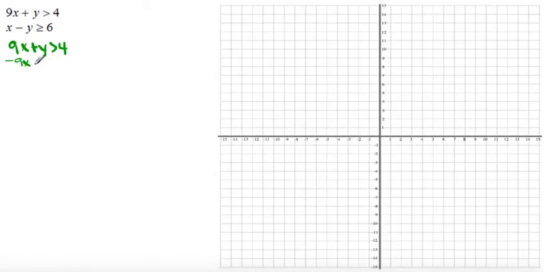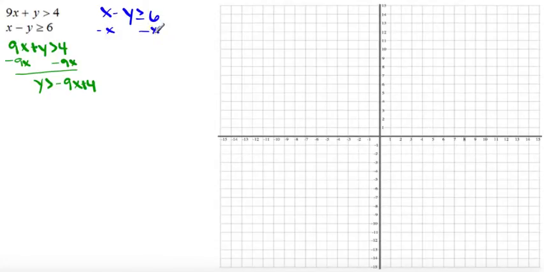Subtract 9x on both sides. So I have y is greater than negative 9x plus 4. And then I have to do the same thing to the second inequality. So I have x minus y is greater than or equal to 6. Subtract x on both sides. So I have negative y greater than or equal to negative x plus 6.